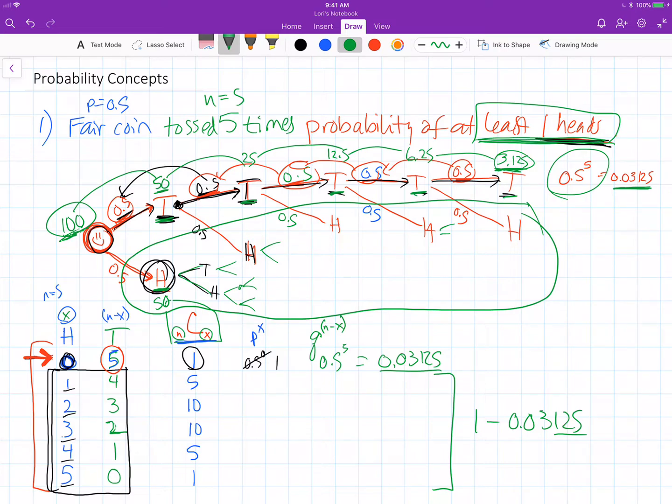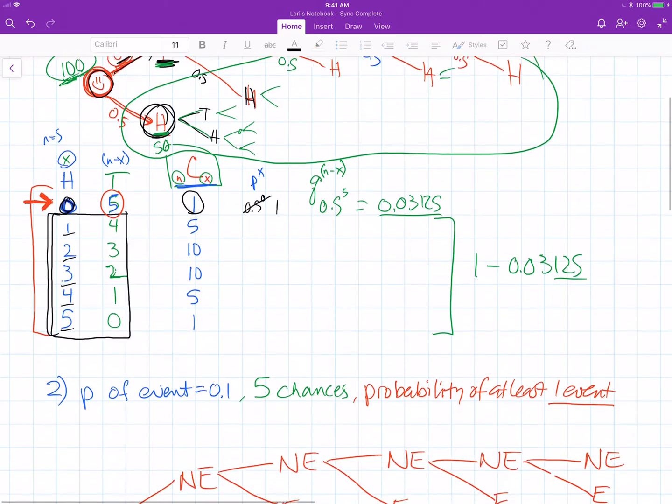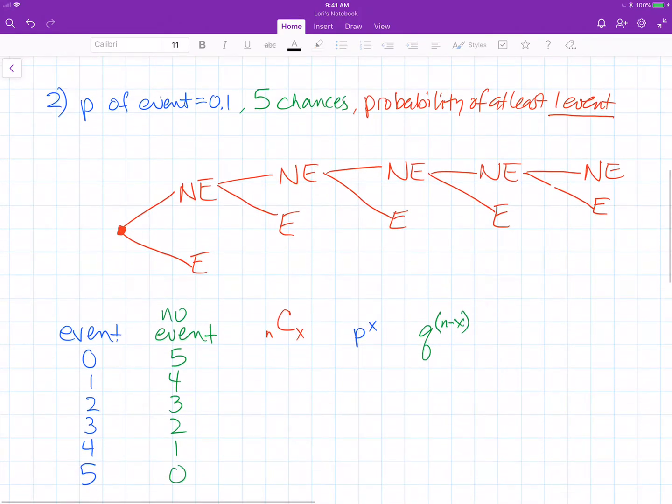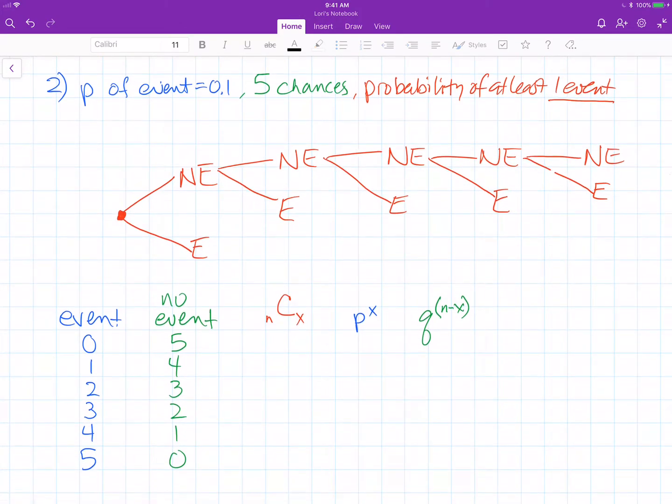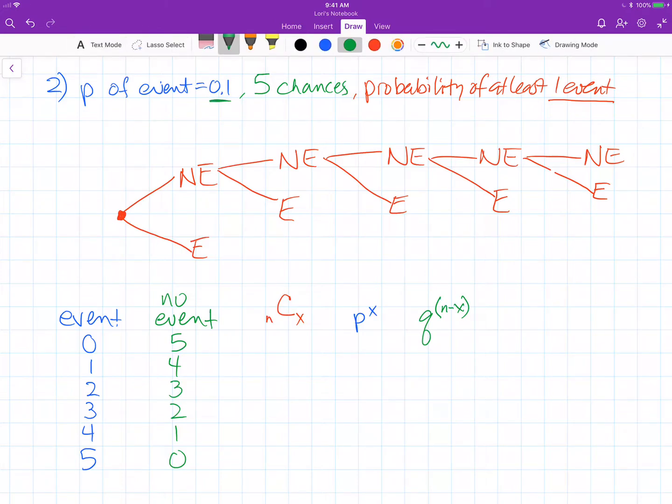So that was kind of a long description of how to get to the answer for that particular question. This next question is very similar, where we have the probability of an event, except that we've changed the probability so that it's not a 50-50 thing that's happening.